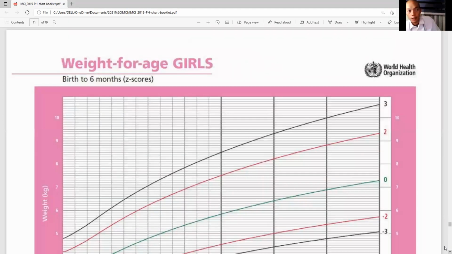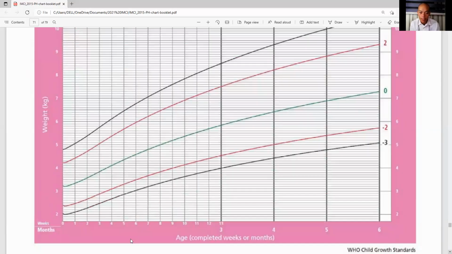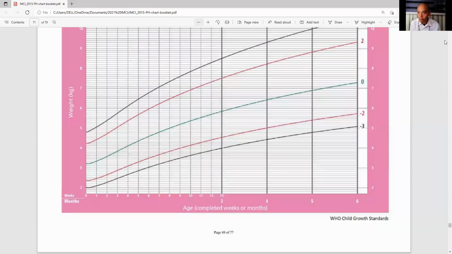Ito na. Yung diniscuss ng last group. Malnutrition. So you have here weight for age because we cannot measure the child. So birth to 6 months. We just have two axes here, X and Y. X is you have the weeks. What is the age of the child? Remember, sabi natin, this table, try to zoom out.